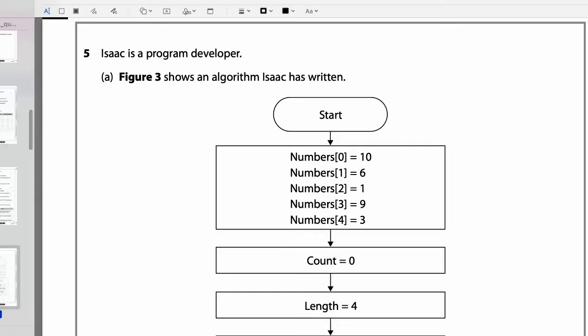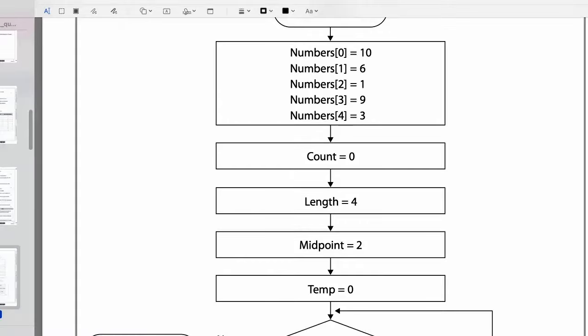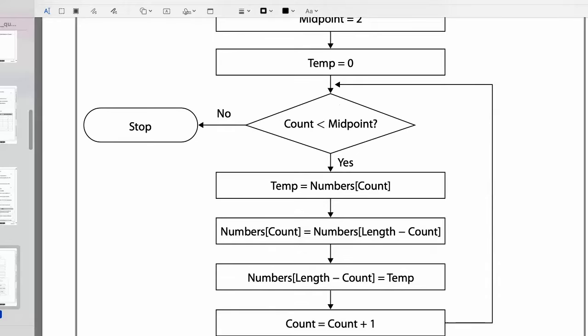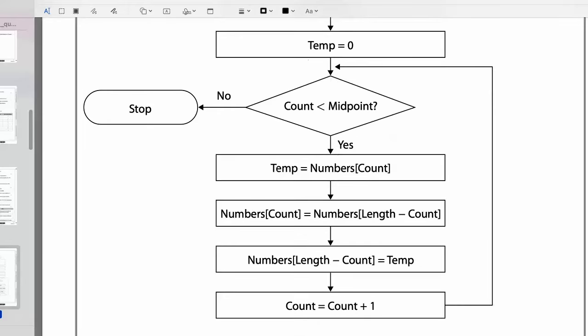Question 5. Isaac is a program developer. Figure 3 shows an algorithm Isaac has written. So we've got start, we've got numbers there, we've got an array where values have been assigned to each element in that array, 10, 6, 1, 9, 3. Count equals 0, length equals 4, midpoint equals 2, temp equals 0. And then we move into a decision, count less than midpoint, yes, etc.